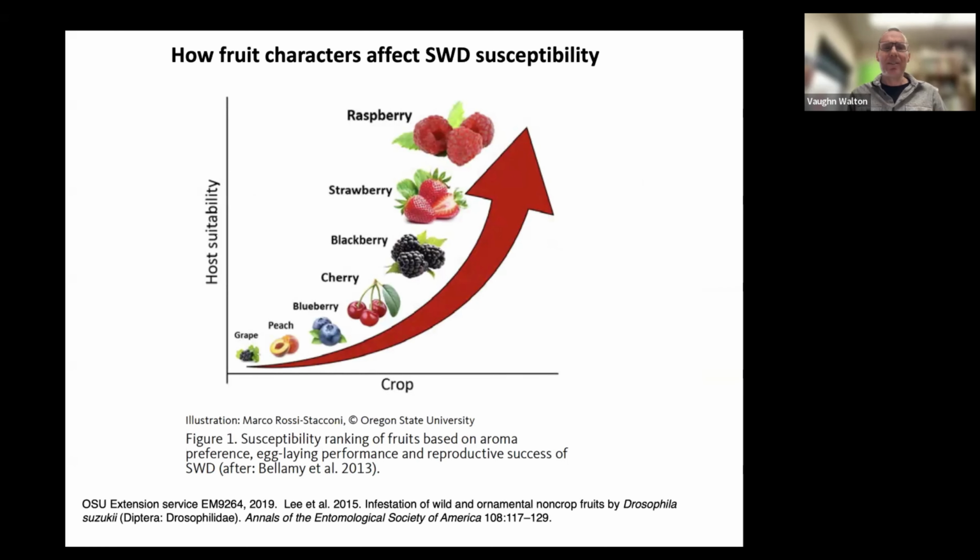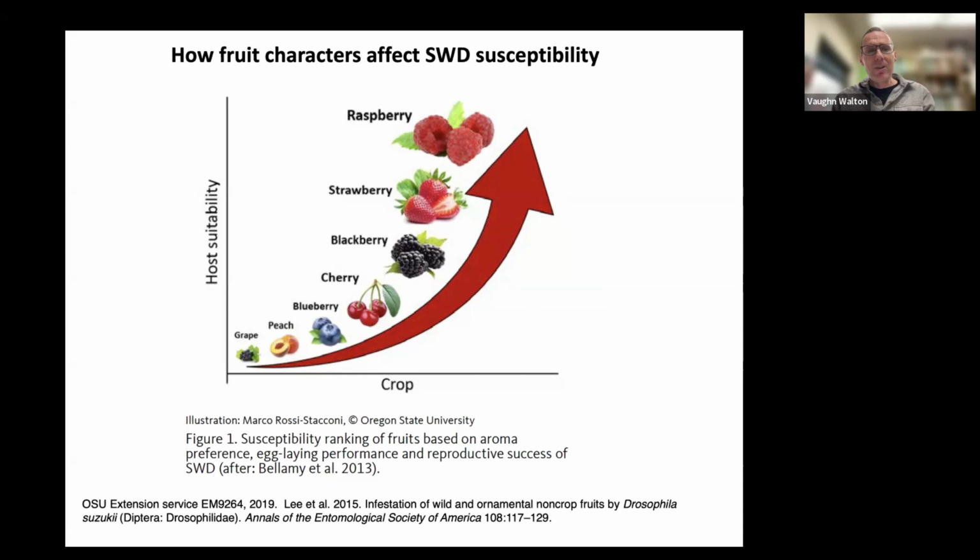So this is a slide that I just showed to some growers down in South Africa recently. These are the berry types that are affected. Some of them are not listed here. Figs could be a host as well. But when we're looking at suitability, the softest berries, these raspberries, strawberries, blackberries, those are really, really good hosts, as opposed to blueberry and wine grape, which are not quite as good hosts. And very often that is because of the firmness of the skin.